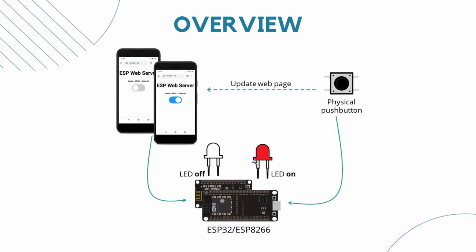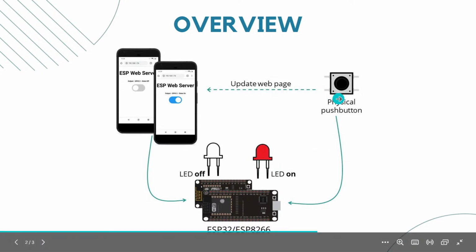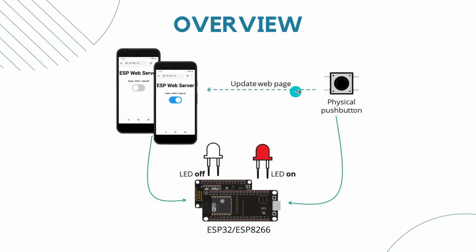The ESP is also connected to a physical button that controls the same output. So if you change the output state using the physical button, its current state is also updated on the web server. If you are controlling this LED using the web server, you also get the notification, which means you can see the differences here, like on, off. Also if you are physically controlling using the physical button, then you get the same changes over here.